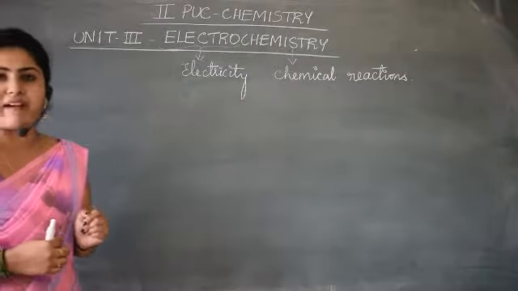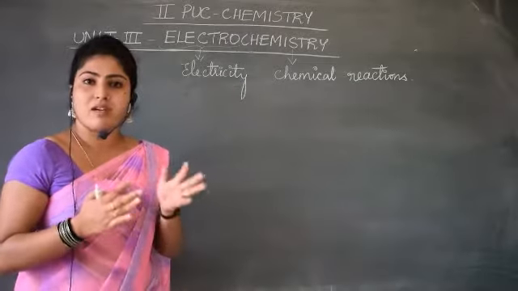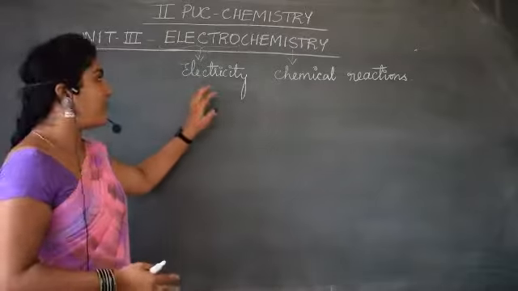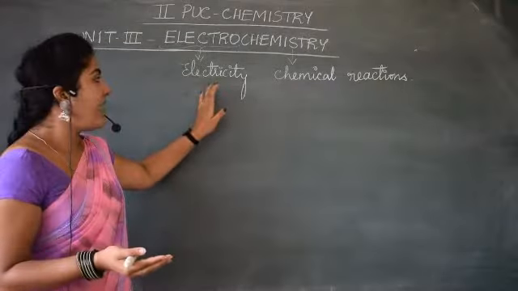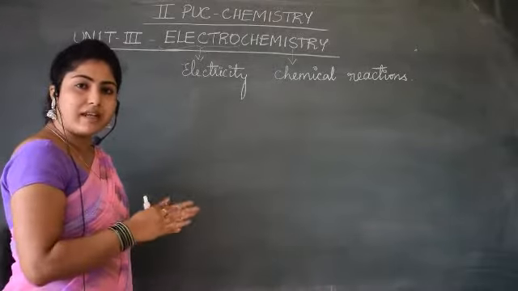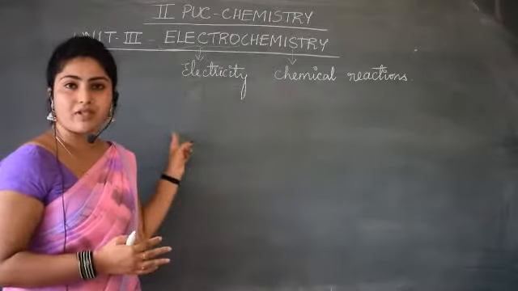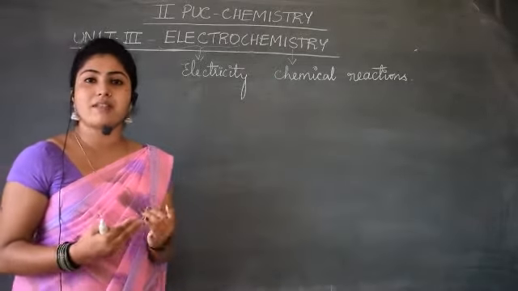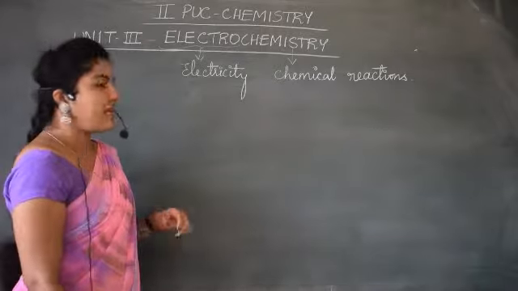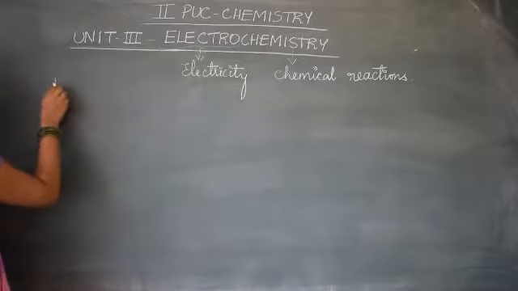Using this, let us define what is electrochemistry. Electrochemistry is a branch of chemistry which deals with the relationship between the interconversion of electrical energy and chemical energy. So how electrical energy can be converted into chemical energy and how chemical energy can be converted into electrical energy. These concepts we will be studying under electrochemistry. So first let us define what is electrochemistry.